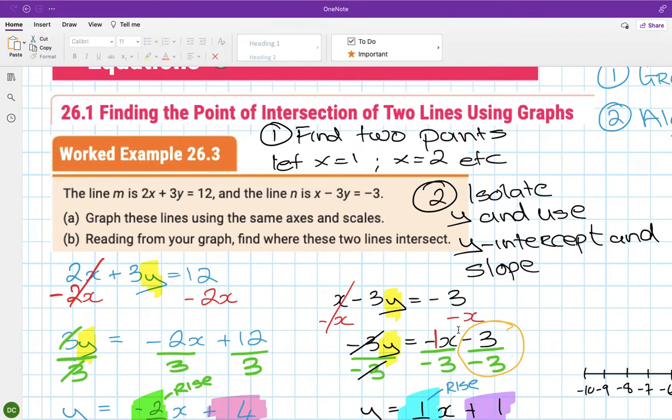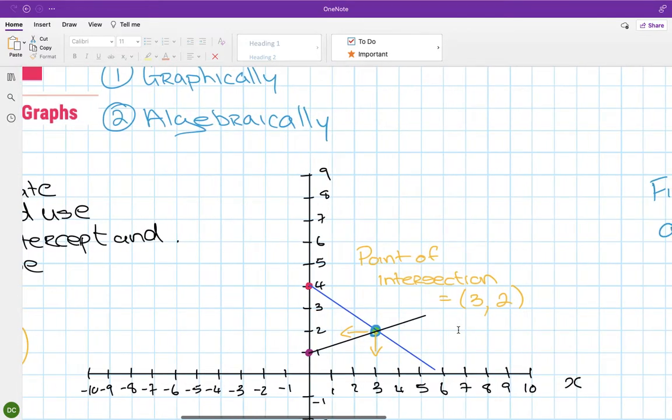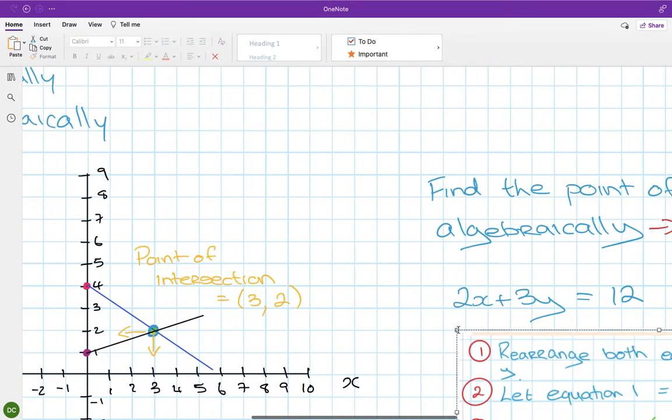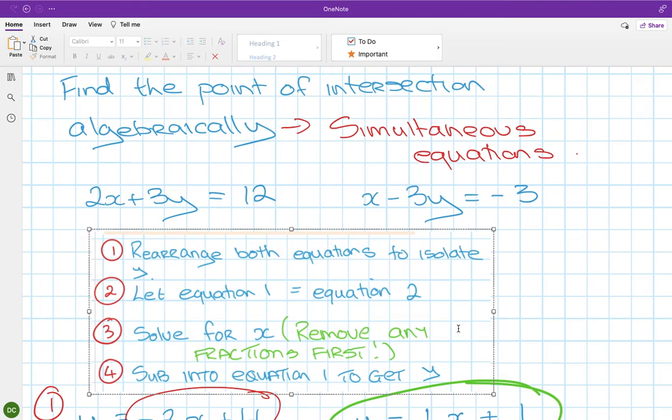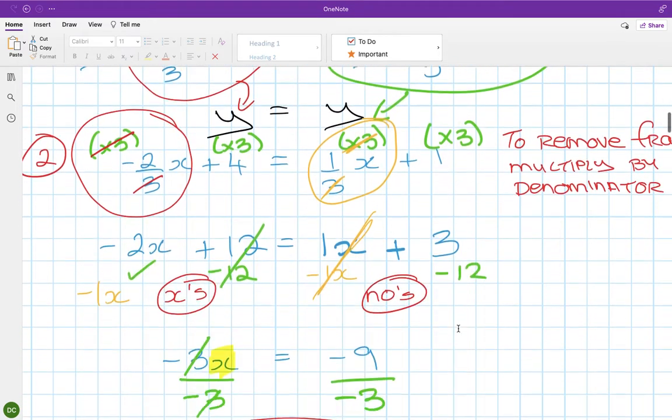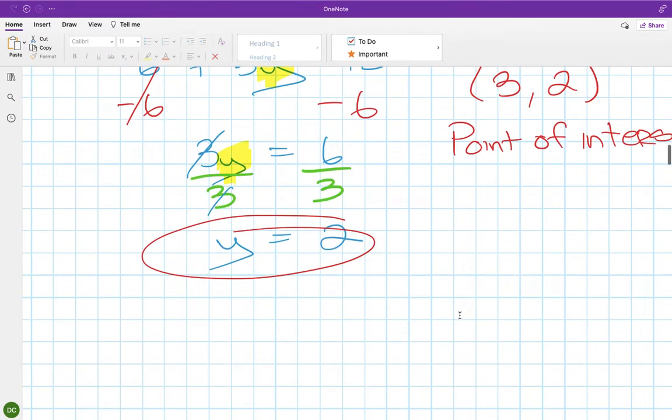Okay, so when you plot it graphically, that's one way. And then the new way, which is algebraically, is using simultaneous equations. And there's your 4-step method for solving a simultaneous.